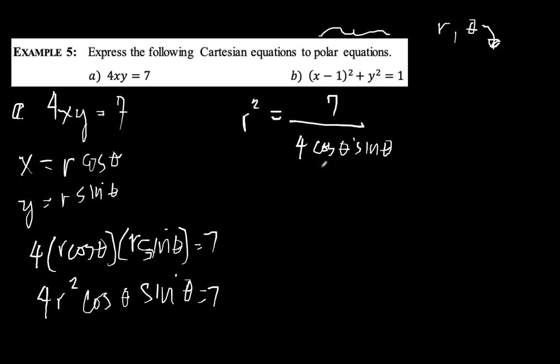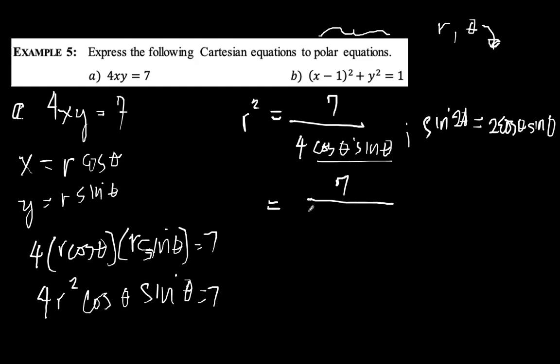Now, the expression in the denominator, cosine theta sine theta, is quite familiar. If you remember an identity, which is called the sum and difference of two angles identity, or we also call it the double angle identity, sine 2 theta is equal to 2 cosine theta sine theta. All right, so if you want to recall the fundamental identities in trigonometry, you could derive this formula from the sum and difference of two angles. So we have 7 divided by 2, okay? We need to factor out 2 here to form this expression. So we have sine 2 theta, all right? And this is equal to r squared.